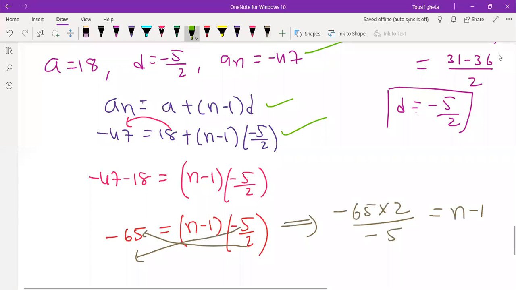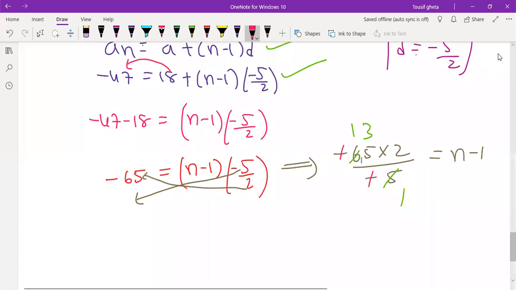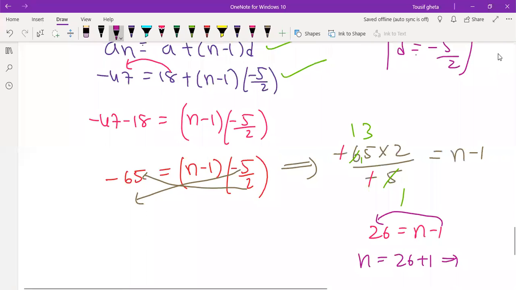The easiest calculation is this: 5 ones are 5, 5 threes are 15. And you can see that we can even cancel this minus and minus. So what remains? We will get 13 twos are 26, is equal to n minus 1. And finally we will move this 1 here. So we will get n is equal to 26 plus 1, nothing but n is equal to 27. This is the answer.